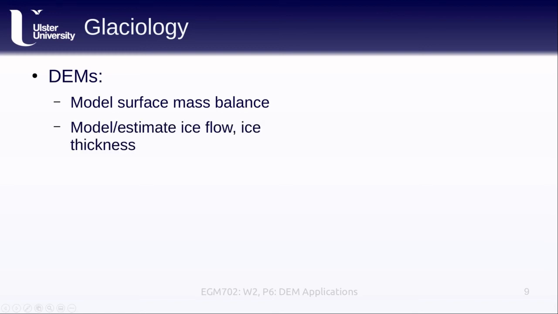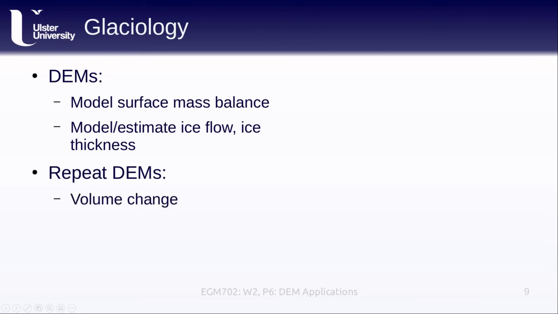And I've talked a fair amount about glaciers just because this is where most of my background is. But we can use DEMs in a number of different ways to study glaciers. For example, we can model the surface mass balance, so how much snow is falling on the glacier compared to how much snow and ice is melting in a given year. We can use them to model or to estimate things like ice flow and ice thickness. And with repeat DEMs, we can work out things like volume change.